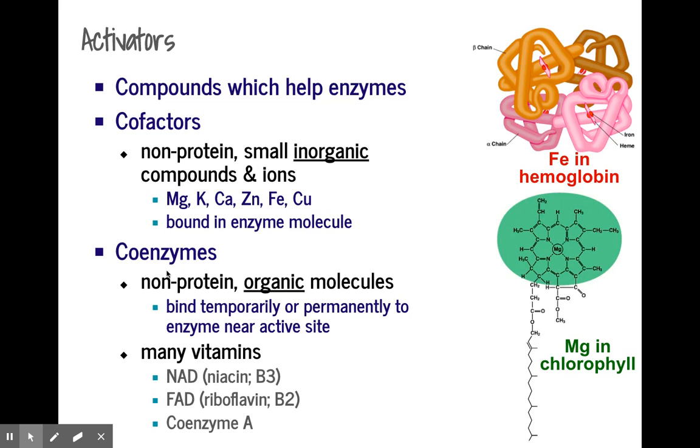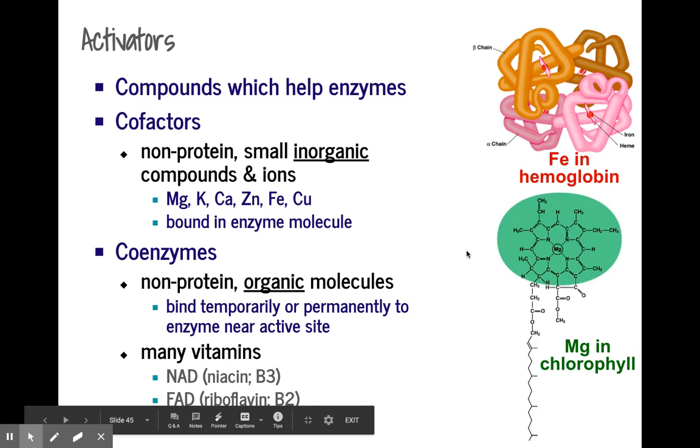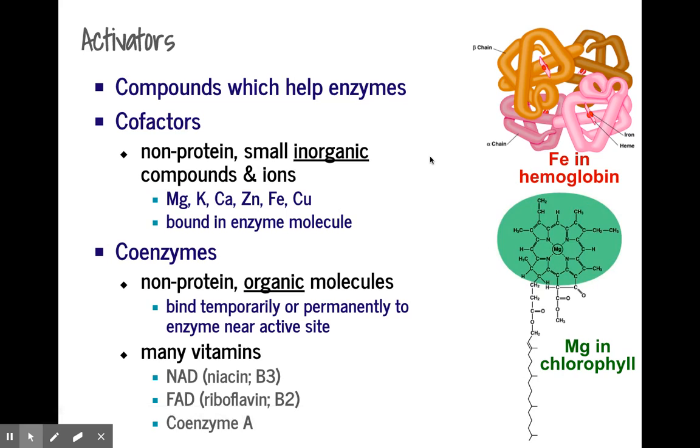Another example, like we said, are coenzymes. Coenzymes are non-protein, but these are organic molecules, meaning that they contain carbon, and they bind temporarily or permanently to the enzyme near the active site. Many vitamins are coenzymes, such as NAD or niacin, FAD, which we find in riboflavin, as well as coenzyme A.